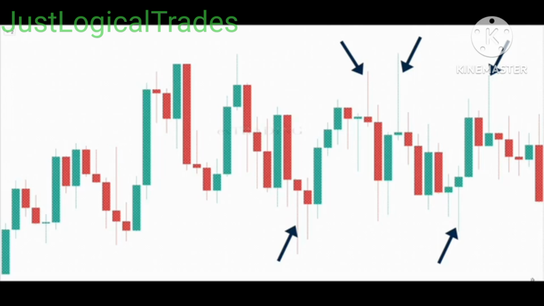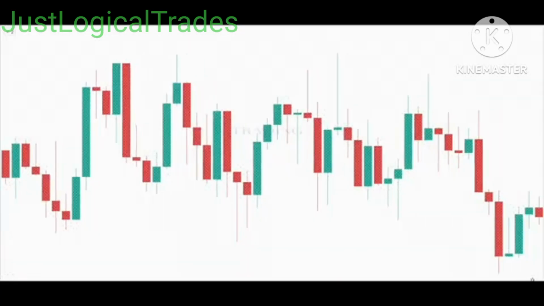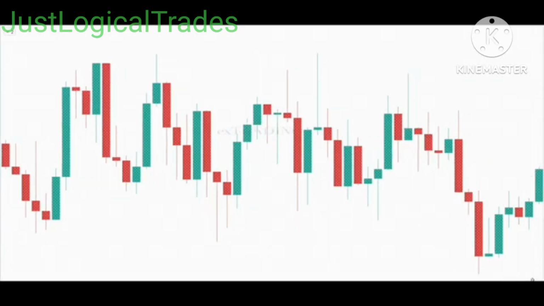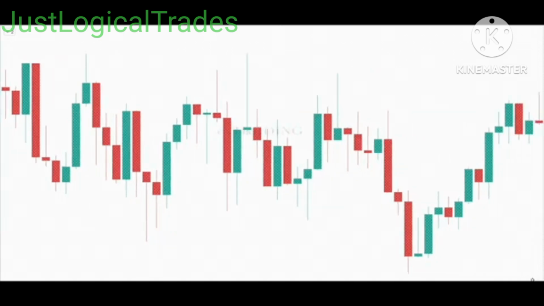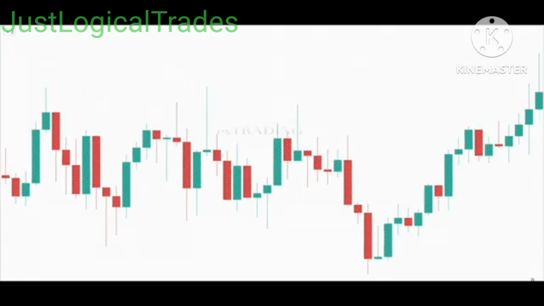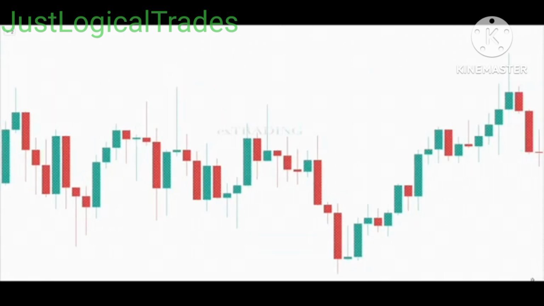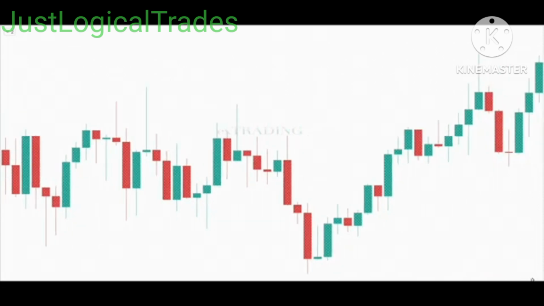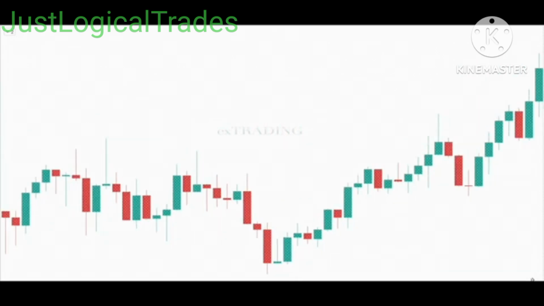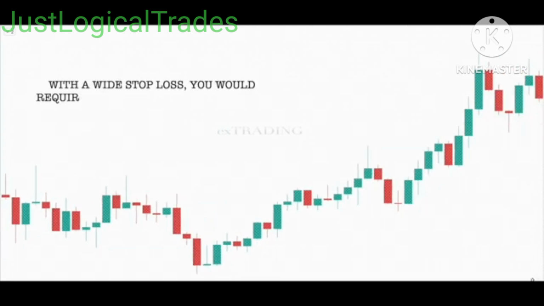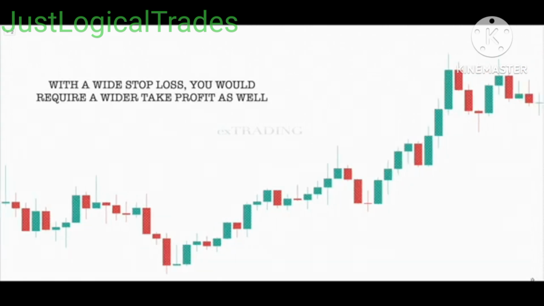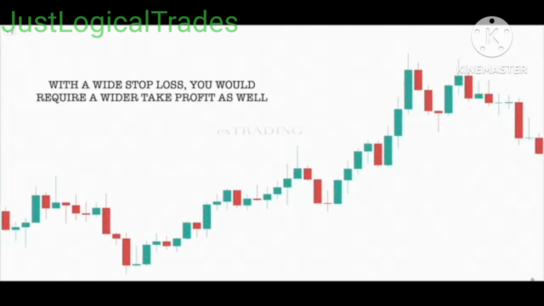The reason we don't want to trade such long pin bars is that it can be hard to get a good risk-to-reward ratio. Normally, after a piece of high-impact news is released, there will be a spike in volatility and the market can create long candlesticks like this bearish pin bar. And if you enter a trade on that bearish pin bar, your stop loss would be quite far away from your entry point. With a wide stop loss, you would require a wider take profit as well.